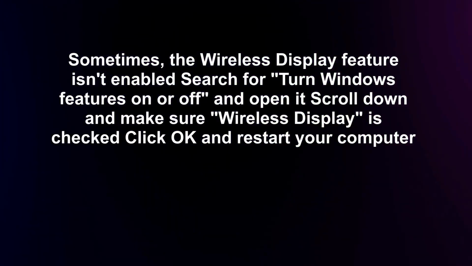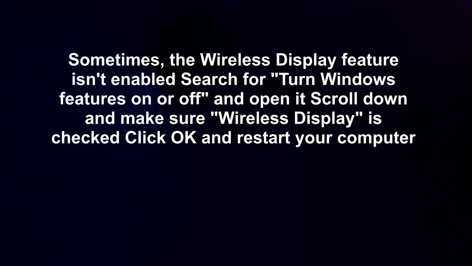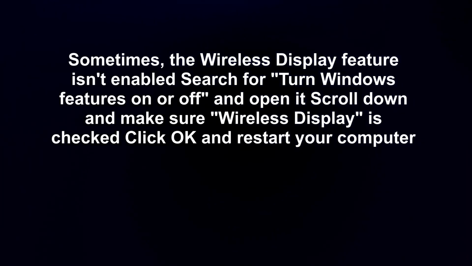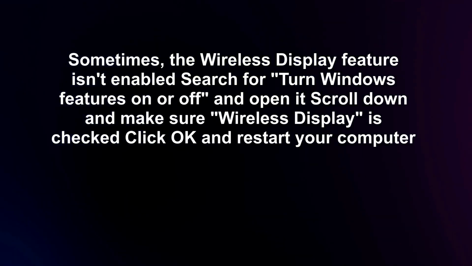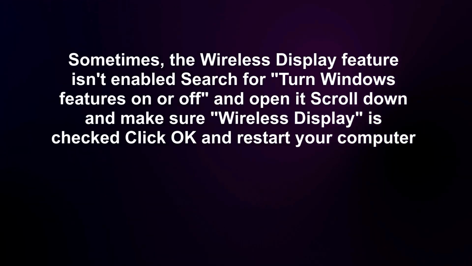Sometimes, the wireless display feature isn't enabled. Search for Turn Windows Features on or off and open it. Scroll down and make sure Wireless Display is checked. Click OK and restart your computer.